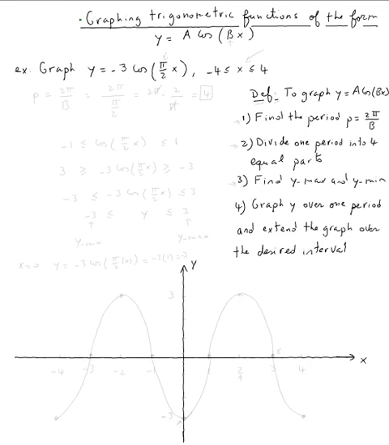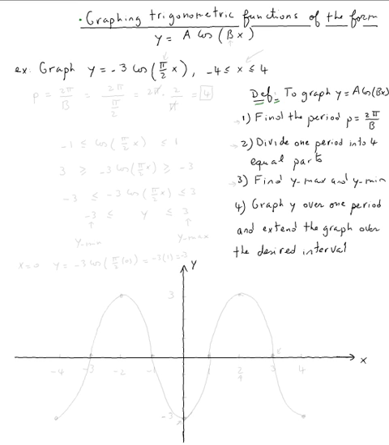The topic is graphing trigonometric functions of the form y equals a cosine of bx. So let's do this example. Graph y equals -3 cosine of pi over 2x, and the desired interval, or the domain, is x between -4 and 4. So let's look at the definition and follow the rules.